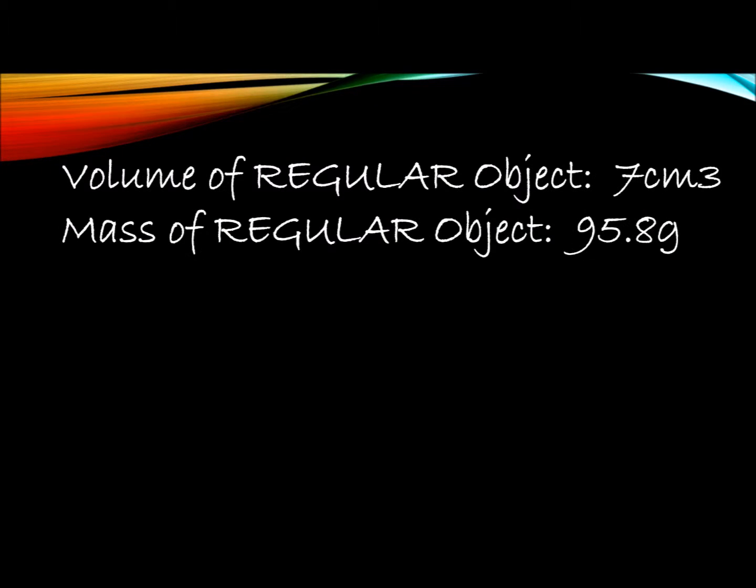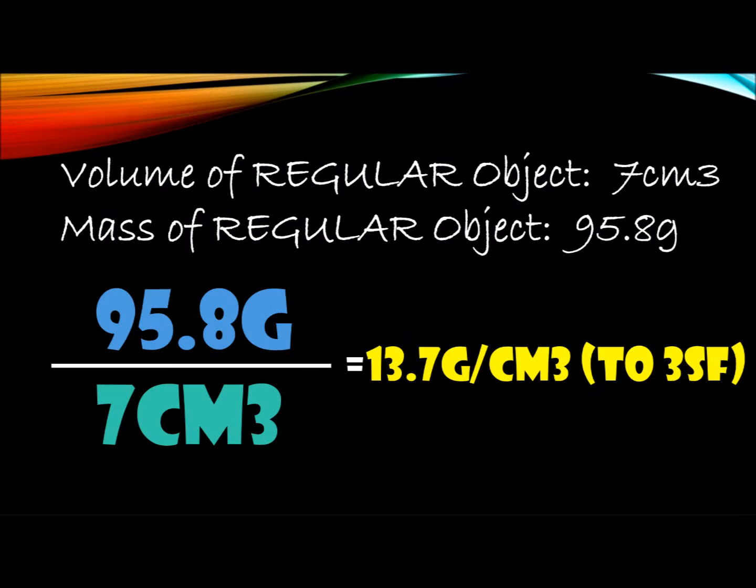With the results recorded, we can use the formula to find the density of the regular object. The density of the regular object equals 95.8 grams over 7 cubic centimeters, which equals 13.7 grams per cubic centimeter, to 3SF.